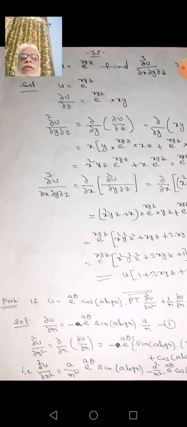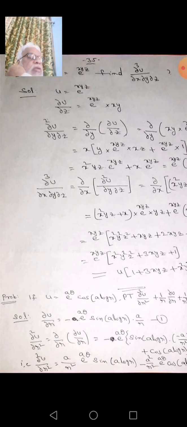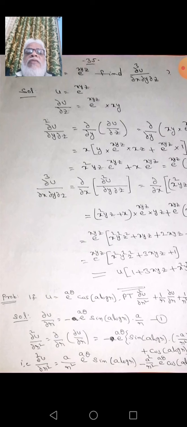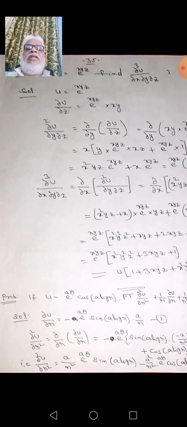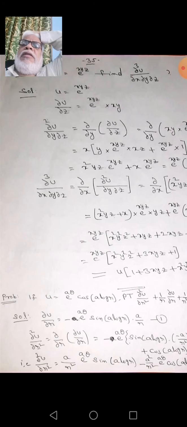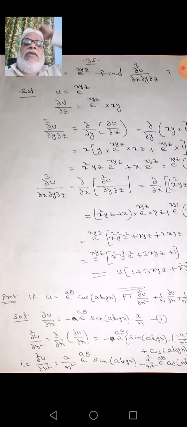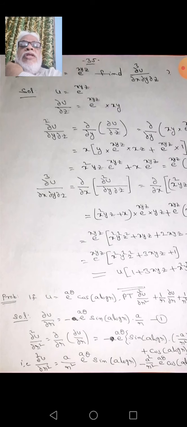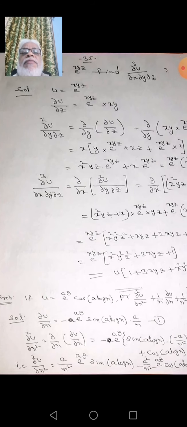We come to the next question. This is not related to Euler's theorem. This is a separate question. That is, if u is equal to e power xyz, find dou 3 u by dou x dou y dou z. This is a third derivative, meaning derivative partially with respect to x, y, z of u. So u is equal to e power xyz is given.